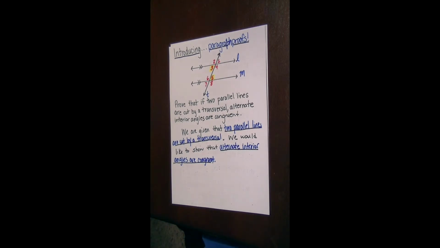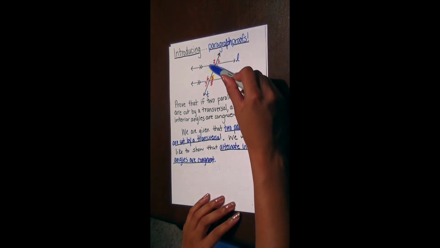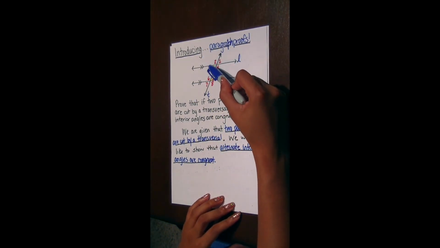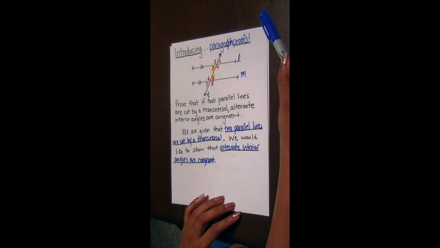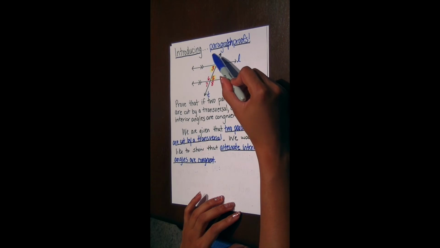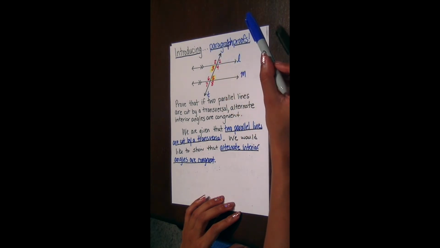So, well, let's think. Well, we know that, let's deal with angle 3. We know that angle 3 and angle 1 are vertical angles. So we can state that angle 3 and angle 1 are congruent.